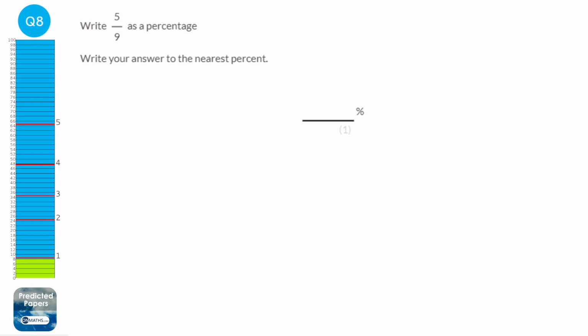So we're going to start by writing 5 over 9 as a decimal, and to do that we just need to do 5 divided by 9, which will be 0.5 recurring.